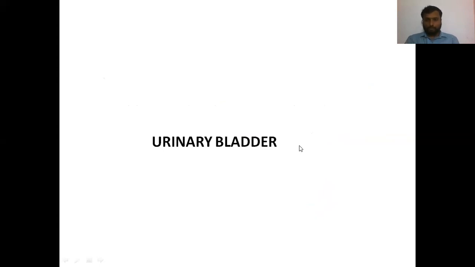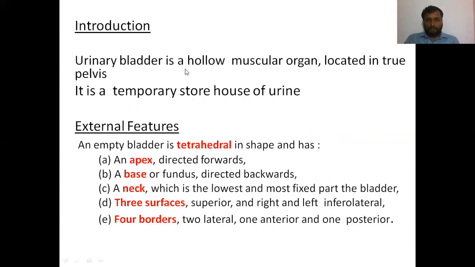Now, dear students, today we are going to discuss the urinary bladder. What is meant by urinary bladder? What are the details of this urinary bladder? The urinary bladder is a hollow muscular organ located in the pelvis, and it is a temporary reservoir of the urine. So, that is the introduction to the urinary bladder.